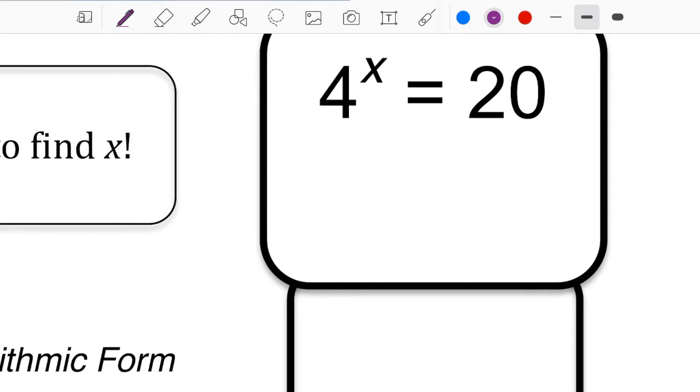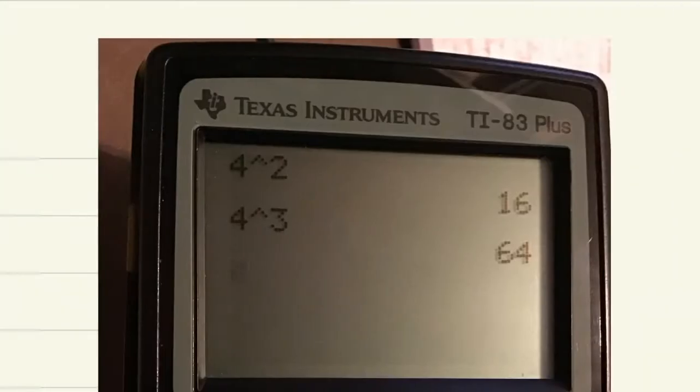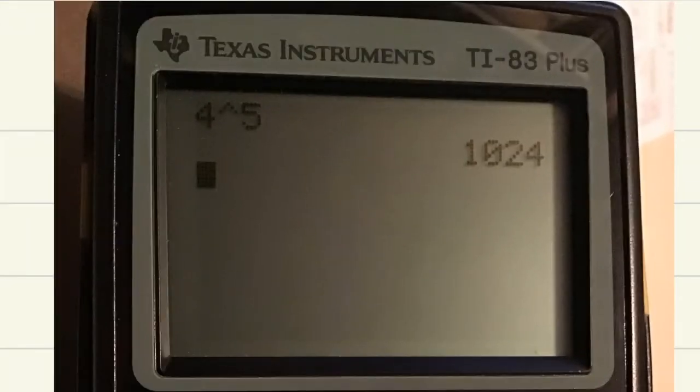All right, how did you do? 4 to what power equals 20? Well, what this requires is some careful calculating of some exponents. Let's take a look on a calculator. You see, first maybe we should think about what definitely is not true. There is no way that it's 5, because that would be 4 to the 5, and that is way too big. That is definitely not equal to 20.